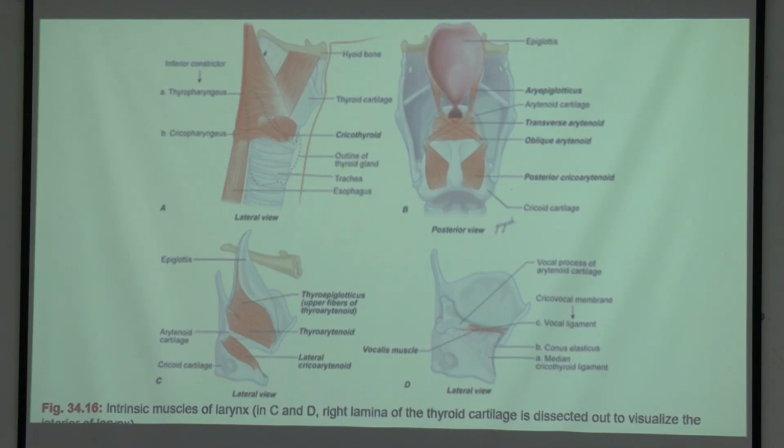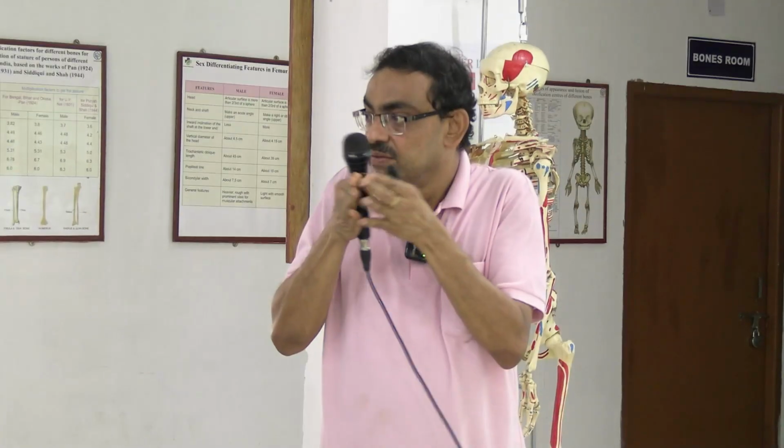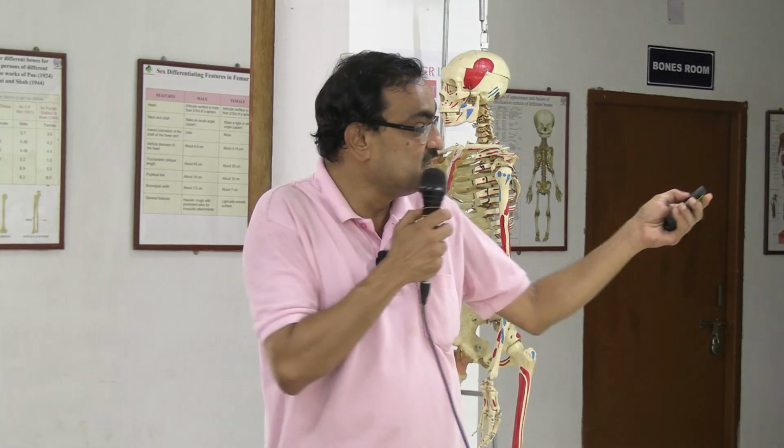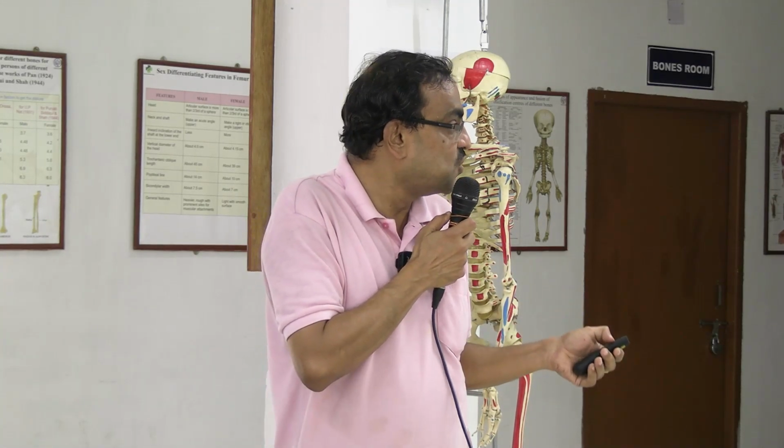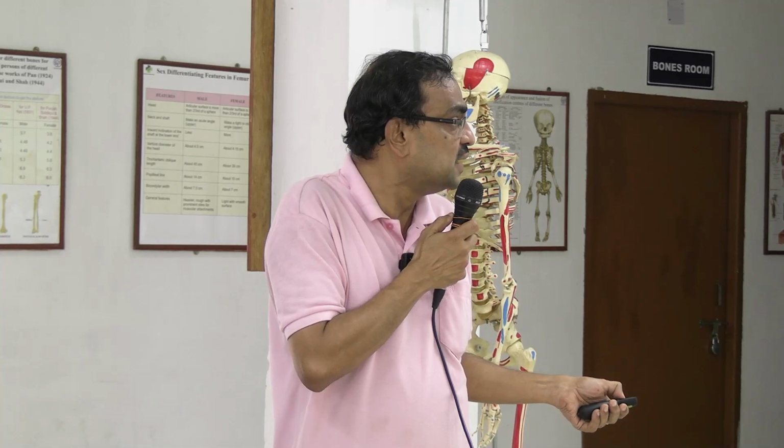If this muscle is paralyzed, then the vocal folds will come very close to each other. So there will be no entry or exit of air. The patient will suffer from breathlessness. So this is the only muscle which causes abduction.